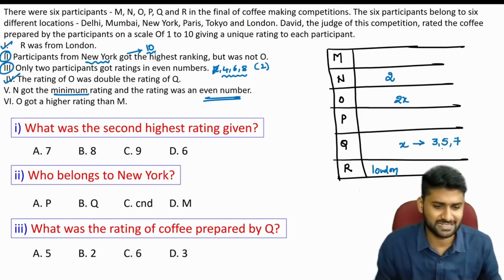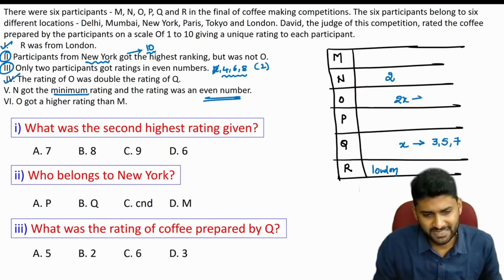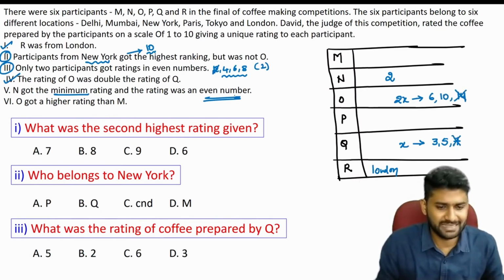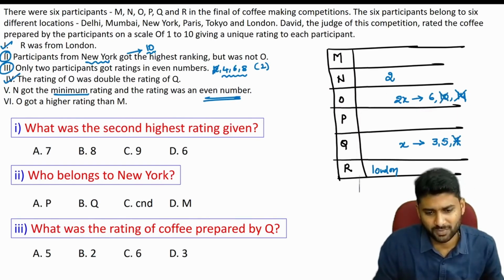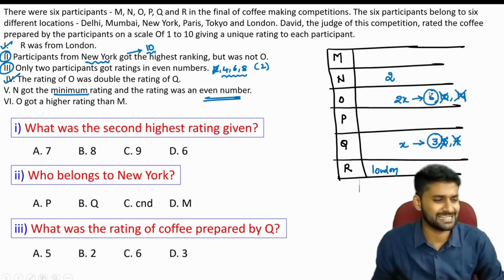Is it clear, guys? 1 we do not consider, because the minimum value is 2. If it is 3, it is 6. If it is 5, it is 10. If it is 7, it is 14. So can I eliminate that? 14 is not at all possible. And they clearly mention that the person from New York is not O, so definitely 10 is not possible, and 5 is not possible. We can say that Q got 3 and O got 6 as a rating.